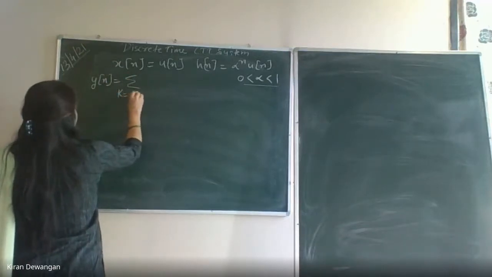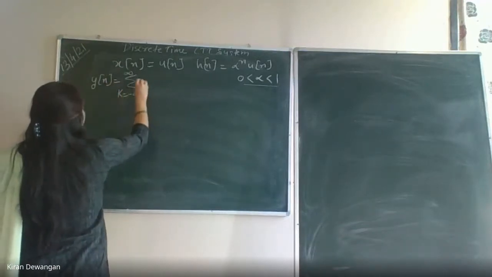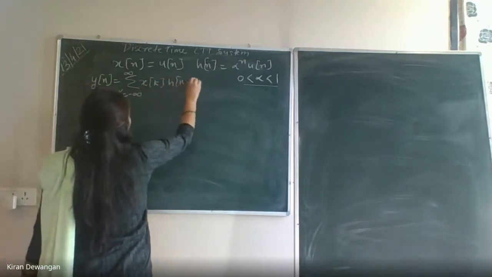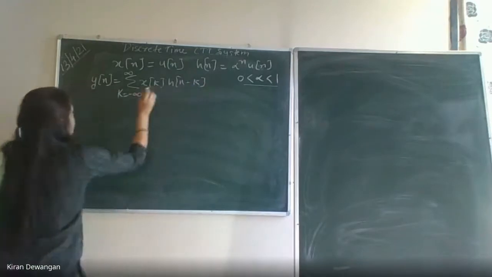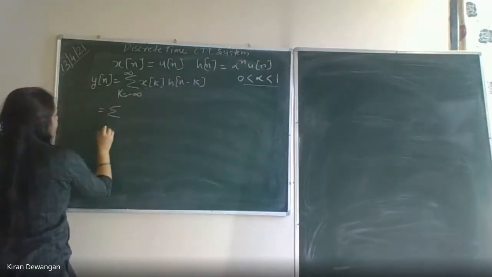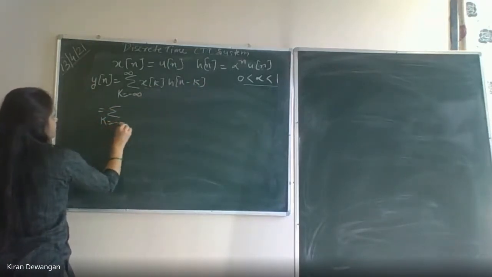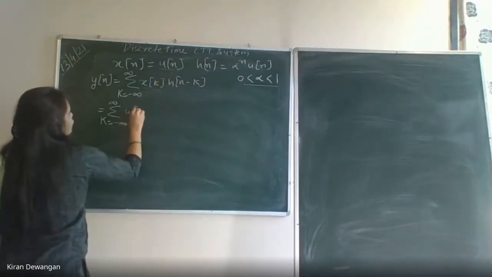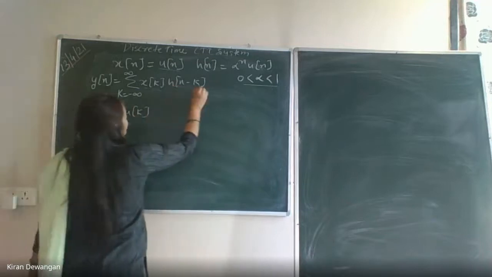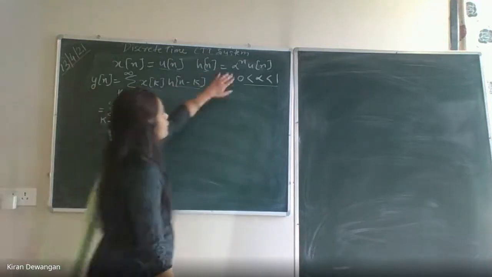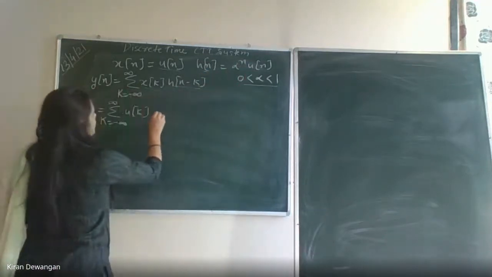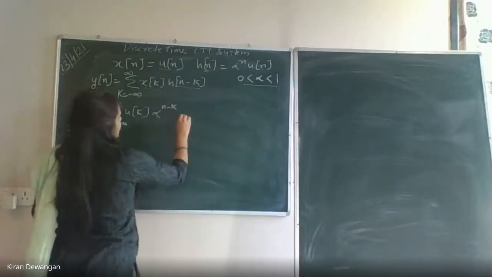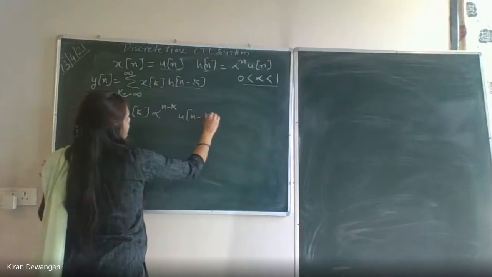Summation k from minus infinity to plus infinity x of k h of n minus k. Now what is our x of k? We'll write it in the formula from minus infinity to infinity. This is our u of k. H of n minus k. H of n is alpha to the power n u of n, then alpha to the power n minus k u of n minus k.